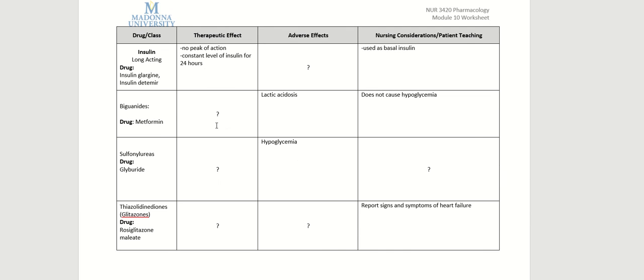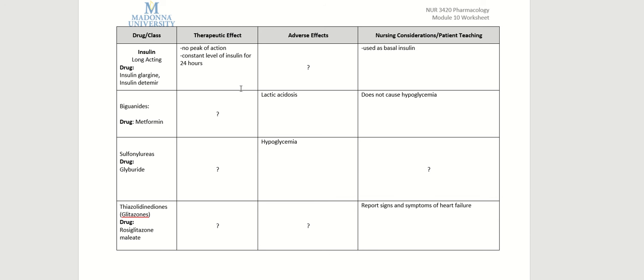Then we have our long-acting insulin, or our insulin glargine or detemir. What's really important to know about insulin glargine is that there is no peak of action. So this is a constant level. Its duration is about 24 hours, and this is why we call them both a longer acting insulin. This is usually the insulin that we give for a basal insulin.